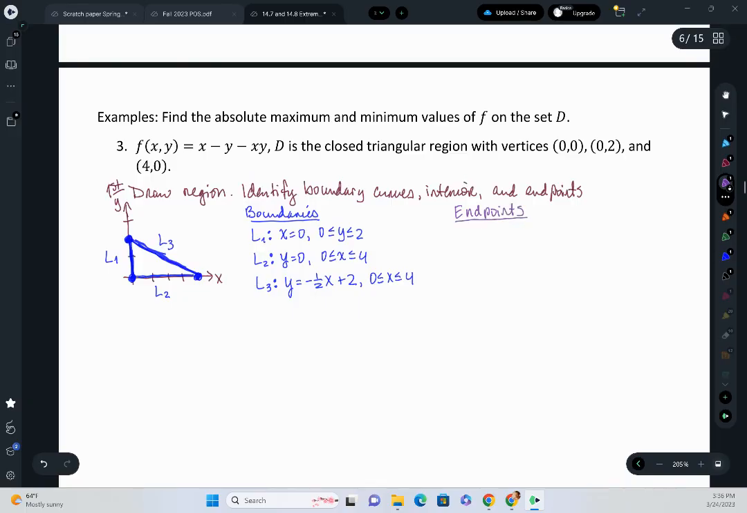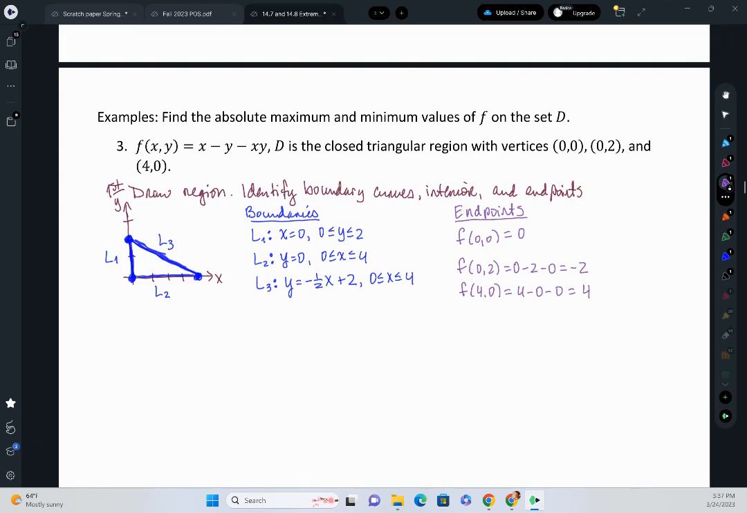Okay, now I want my endpoints. And what I want with my endpoints is to evaluate my function at those endpoints. So my endpoints on a triangle are the vertices that we drew. So I'm going to look at f of 0, 0, f of 0, 2, and f of 4, 0. F of 0, 0 in x minus y minus xy just gives me 0. F of 0, 2 gives me 0 minus 2 minus 0, which is -2. F of 4, 0 gives me 4 minus 0 minus 0, which is 4. So I have three function values: 0, -2, and 4.